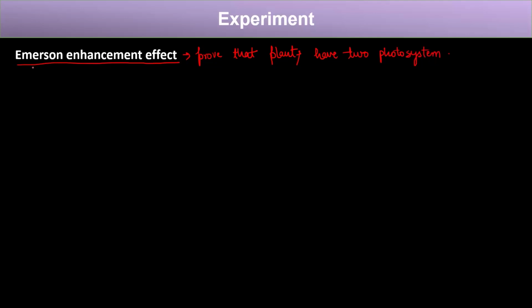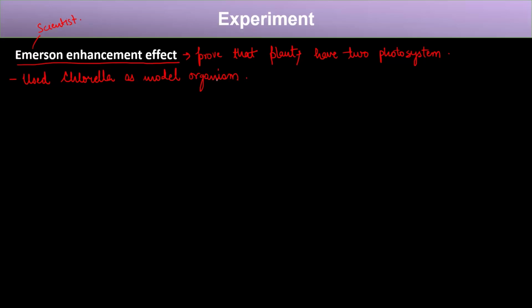And the experiment was known as Emerson enhancement effect because it was performed by Emerson. Emerson was the scientist. Now, what he did, Emerson, he used Chlorella as a model organism. Model organism is the organism on which he performed the experiment. So he used Chlorella.